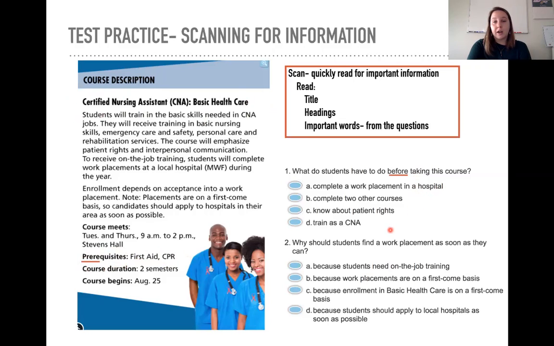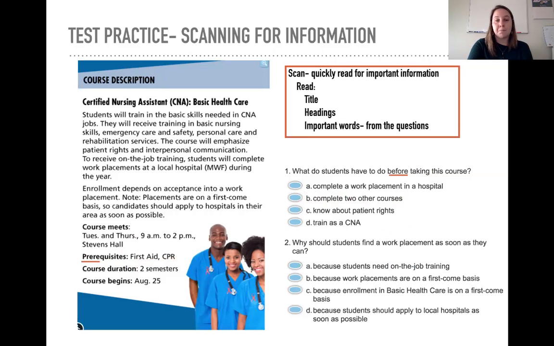So then we look at our answers. A says complete a work placement in a hospital. B, complete 2 other courses. C, know about patient rights. Or D, train as a CNA. Okay, so the answer would be B. B, complete 2 other courses. So the prerequisites are first aid and CPR.